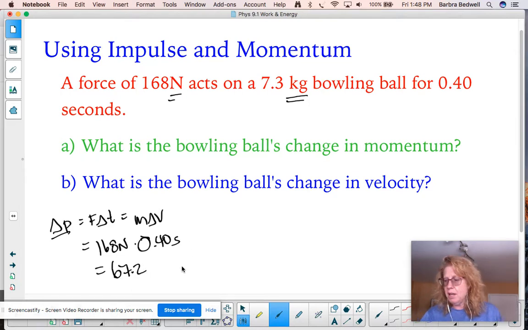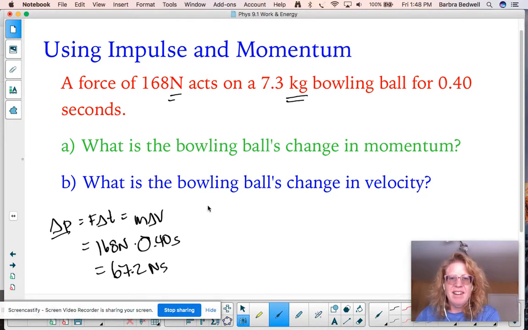Units for this is kind of awkward. It's a Newton second, N·s. That's pretty much it. It's not very exciting. We'll get to some other units that we get for this in a little bit, but a Newton second is close enough to what it is. Change in momentum is a Newton second.